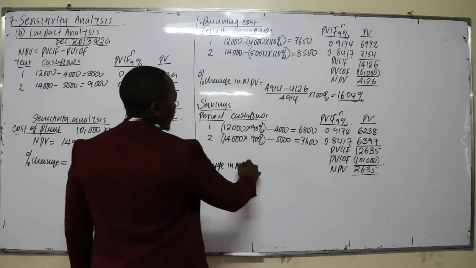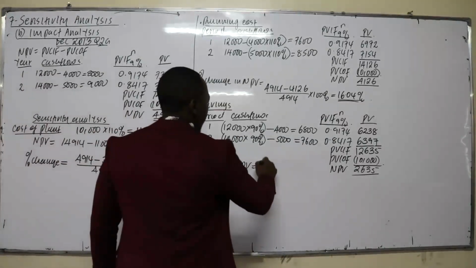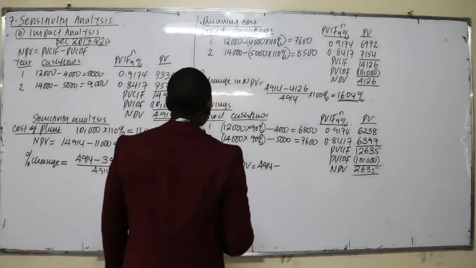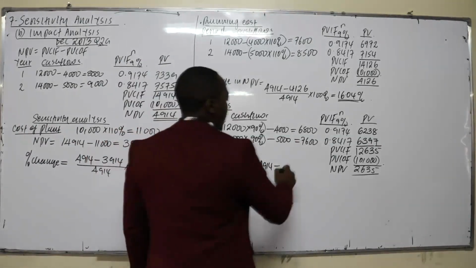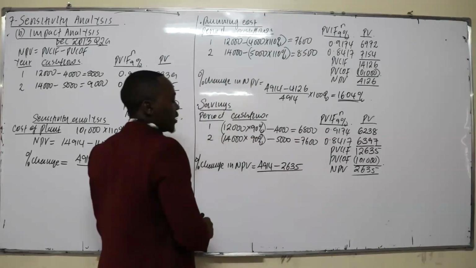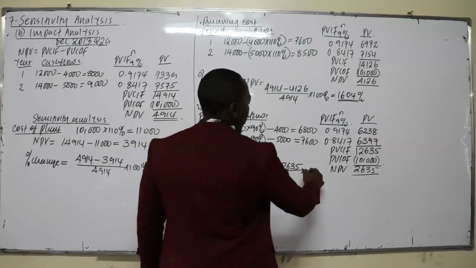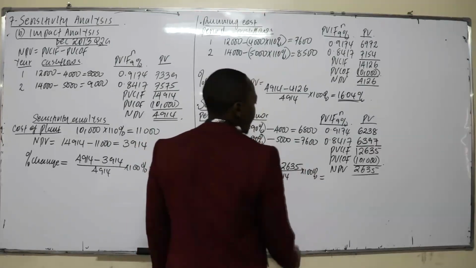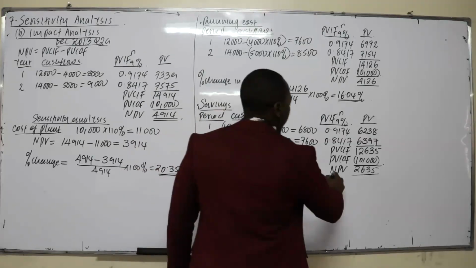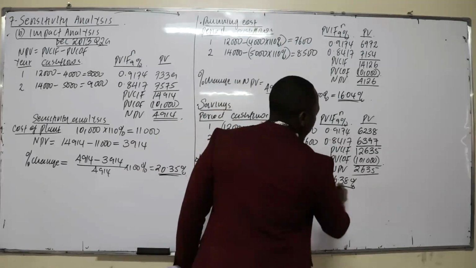Now let's get the percentage change in NPV. So the base case NPV was 4,914. Then you deduct 2,635, you get the change in NPV, then you divide by the base case, 4,914 times 100%. What do you get? 46.38%.